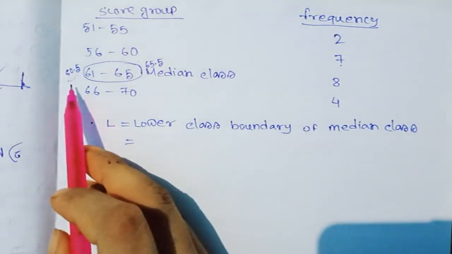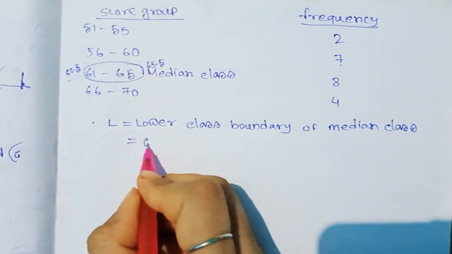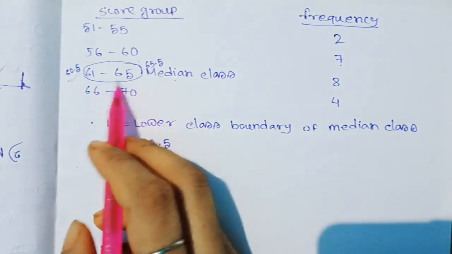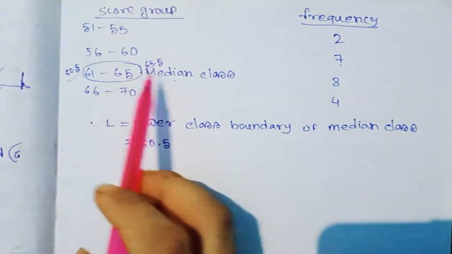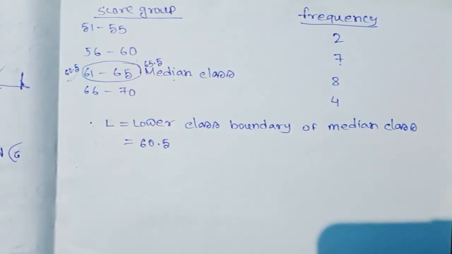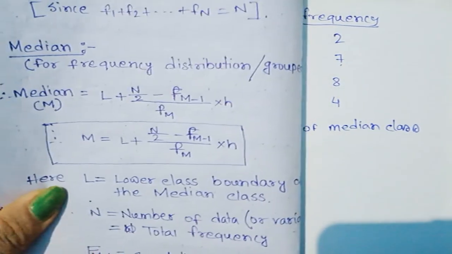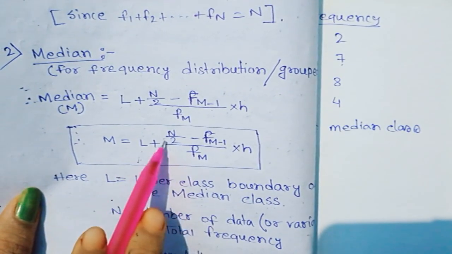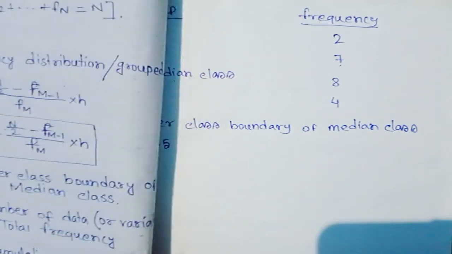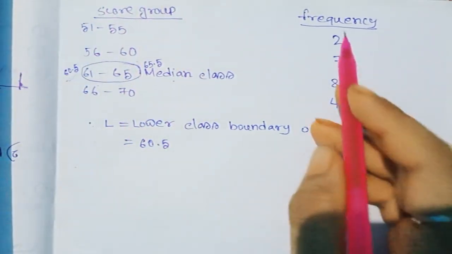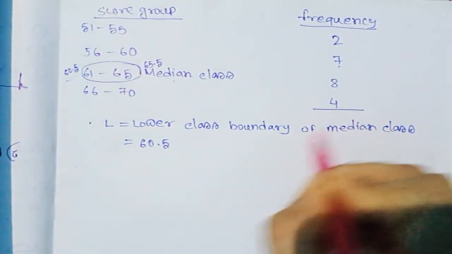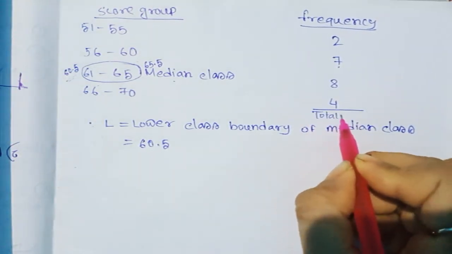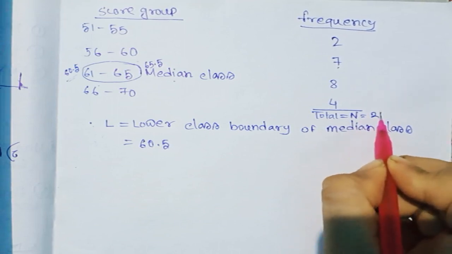So we got 60.5 as L, the lower class boundary of this median class. This is the lower class boundary and this one is the upper class boundary. The next formula requires n by 2. We got L, next n. Our n was the total frequency, meaning if you add these frequencies you will get the total frequency, which is n, that is equal to 21.